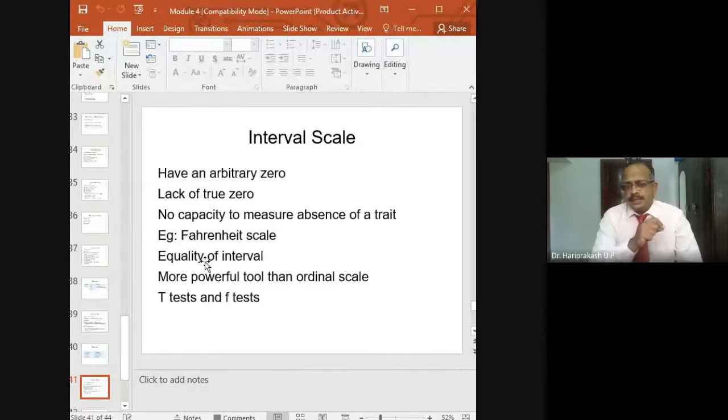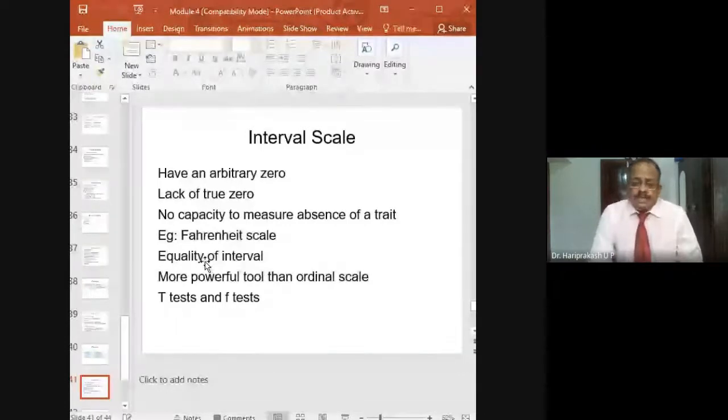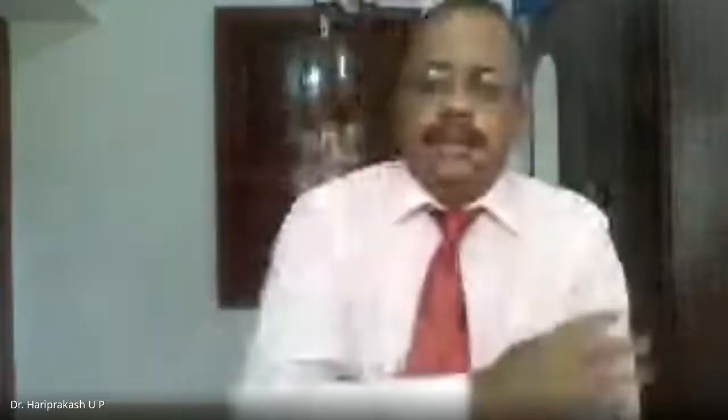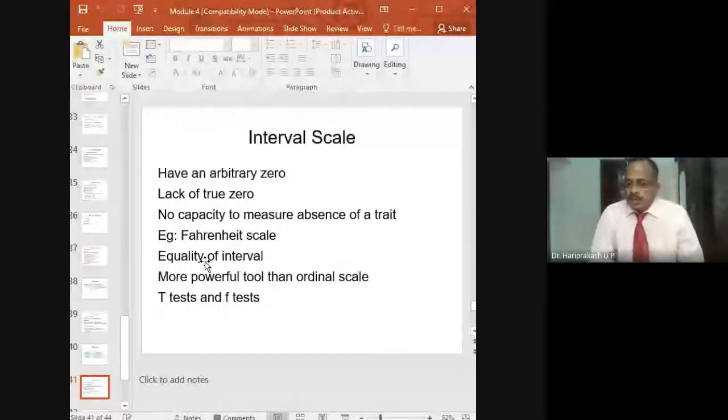Zero does not mean that the feature is missing there. Temperature not being there means what? You cannot say something like that. Temperature will mean some degree. It may be 0 degree, it may be minus degree or plus degree, anything. So temperature is an example for the interval scale.